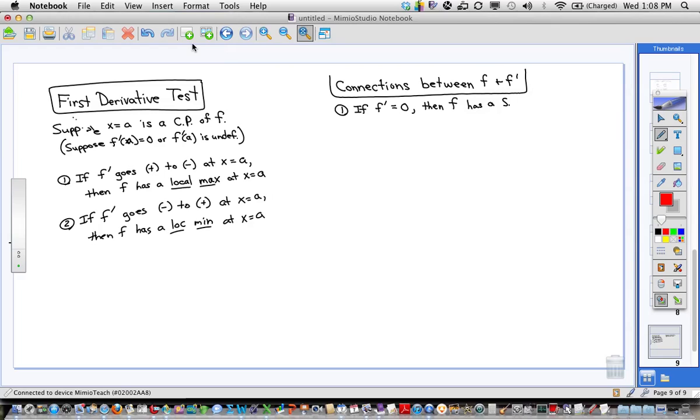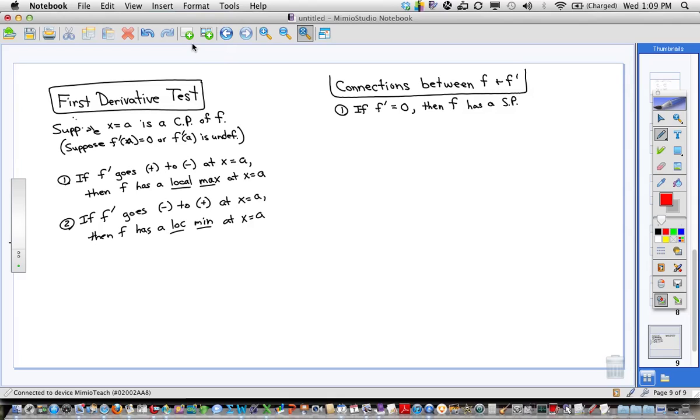Now, again, this is just to summarize for myself. I'm not going to get real technical with this. What we really mean is at some point A, f prime is 0, has an output of 0. Then f has a stationary point at that point. Now, it can be one of three things then, right?